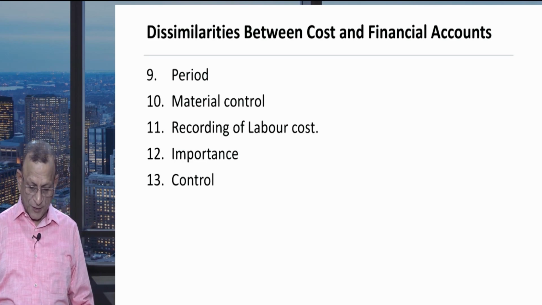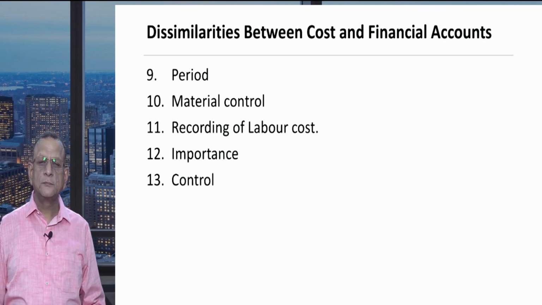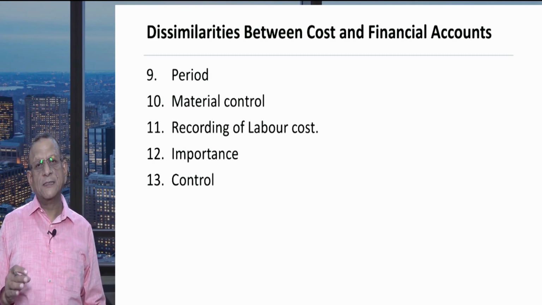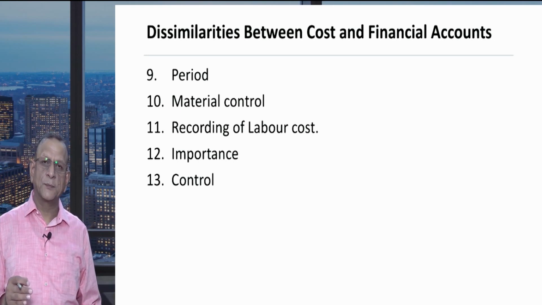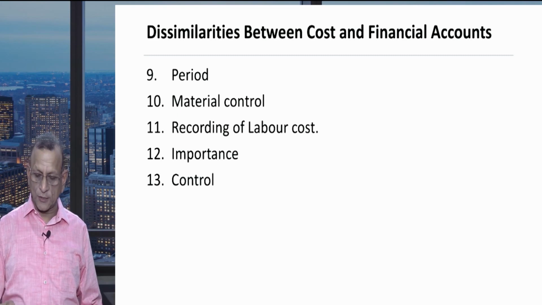And then the next, 13th point, is control. With the help of financial accounts, we can exercise different kinds of controls. But in the case of cost accounts, we will be exercising control over the material, labor, and other expenses, and we are in a position to understand how we can reduce the cost of production.